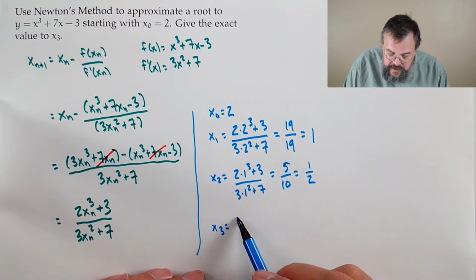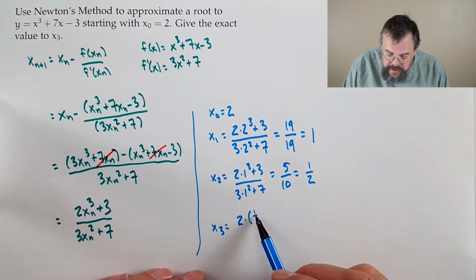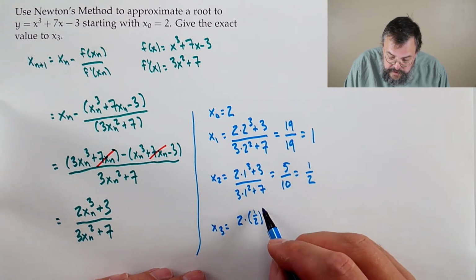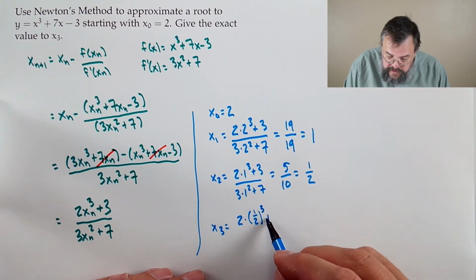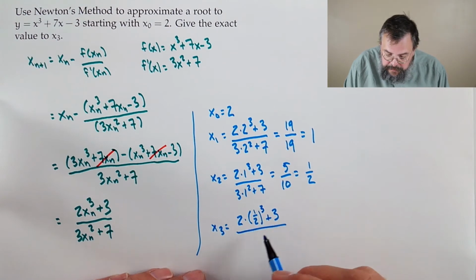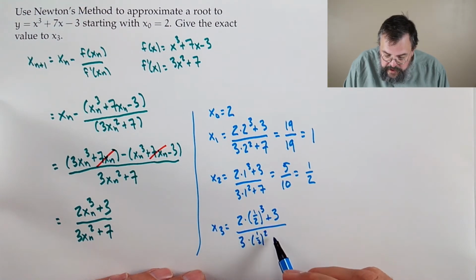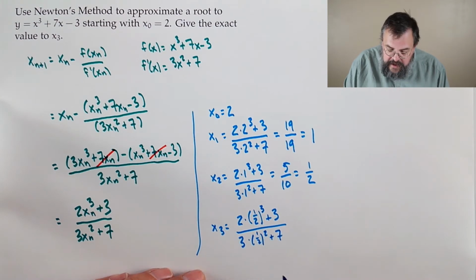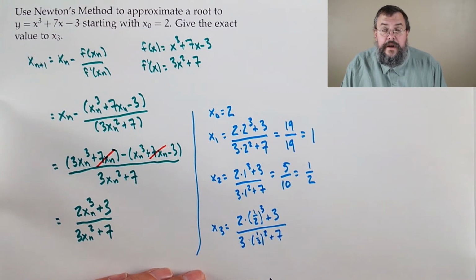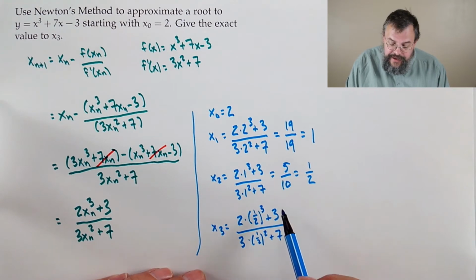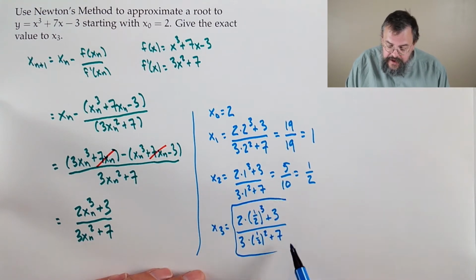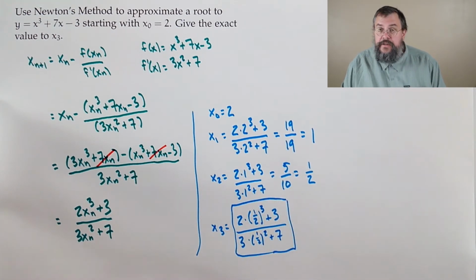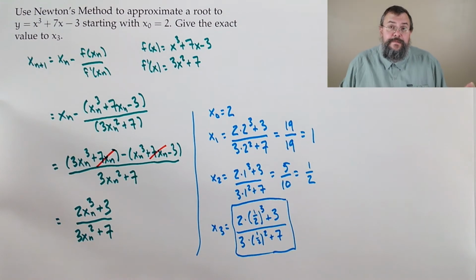Okay, so 2 times 1/2 cubed plus 3. Divide that by 3 times 1/2 squared plus 7. Now, can we stop? We actually can't. This is a correct answer. In other words, it is the exact value to x3. It just hasn't been simplified.